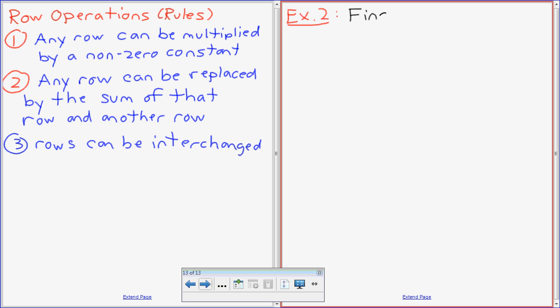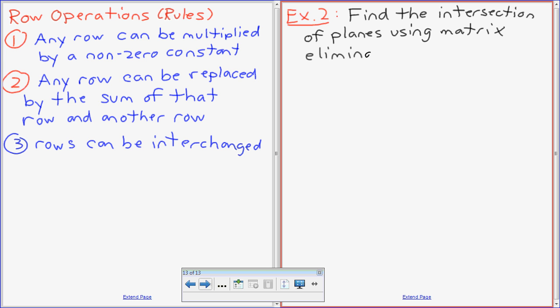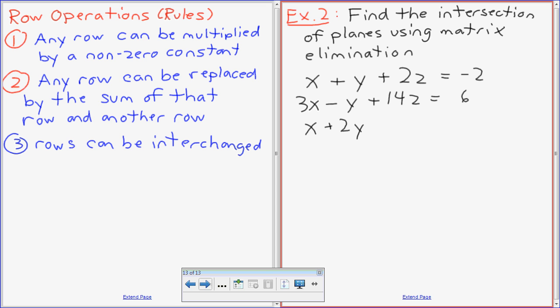Find the intersection of planes using matrix elimination. And we have x plus y plus 2z equals -2, 3x minus y plus 14z equals 6, and x plus 2y equals -5. Okay, we'll go through this one nice and slow as a class. If there are questions, please be brave and ask. Okay, because this is for you, this isn't for me. I'm a pro at matrices. I want to make sure that you guys are too.